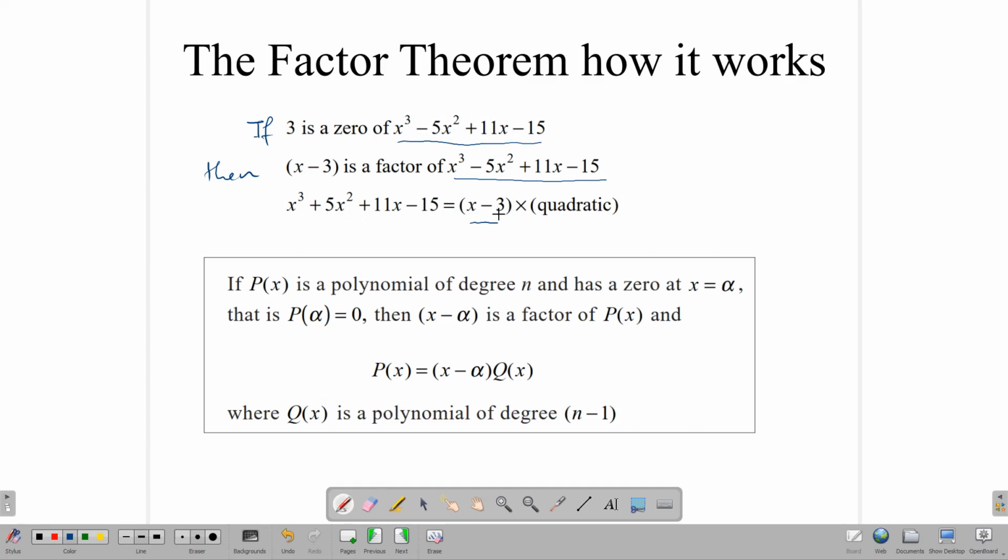So essentially, what we're saying is if p(x) is a polynomial of degree n, whatever that polynomial is, and has a zero at x equals alpha, then p(alpha) is 0, and then x minus alpha is therefore a factor of this polynomial of degree n. And we can rewrite our polynomial p(x) as the factor times the quotient, and the quotient is always one degree less than the polynomial itself. So our factor times the quotient.